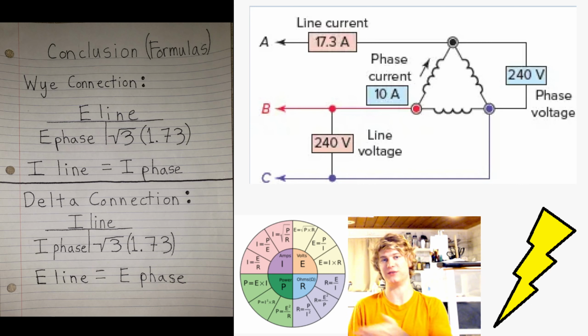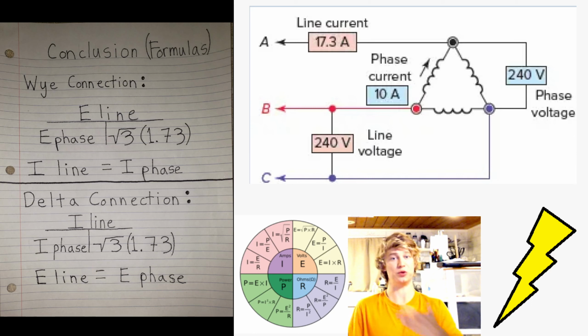Therefore, just think of a Y connection, the voltage changes and the current remains the same. And with a delta connection, the current changes and the voltage stays the same. So all you have to do is think, whatever line you have, whether that's line current or line voltage, if it's the changing number, it's always going to be bigger than the phase voltage or current. So whatever it is, line is the phase times the square root of 3, or 1.73.